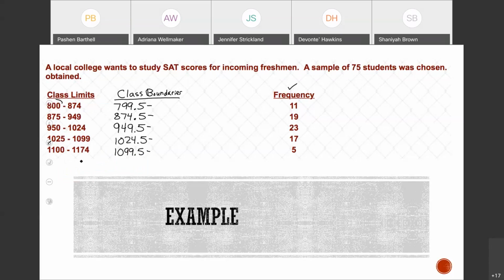Okay, and then I'm going to move on and do the right-hand side of the boundary. So remember that these are a little bit more, right? Okay, so what do I have for 874 if I'm going just a little bit more? Almost. We're going to just take the number that we have, 874, and we're going to put a 0.5 on the end of it there.